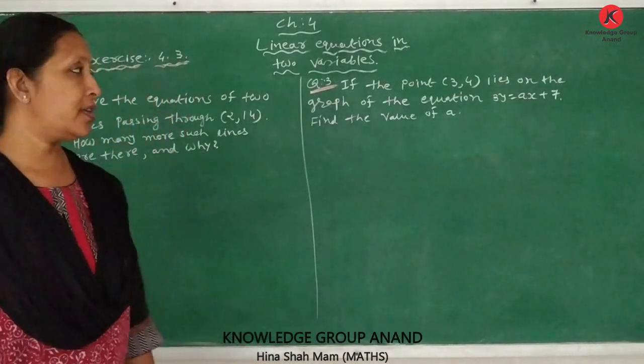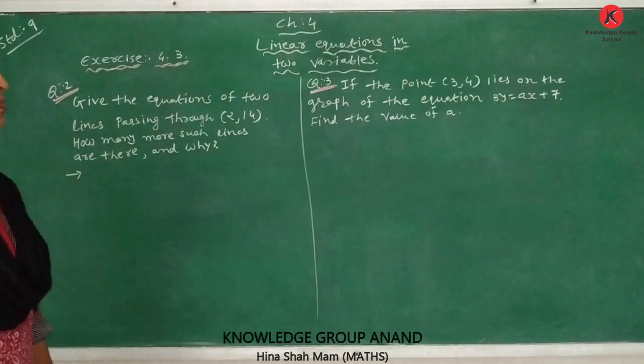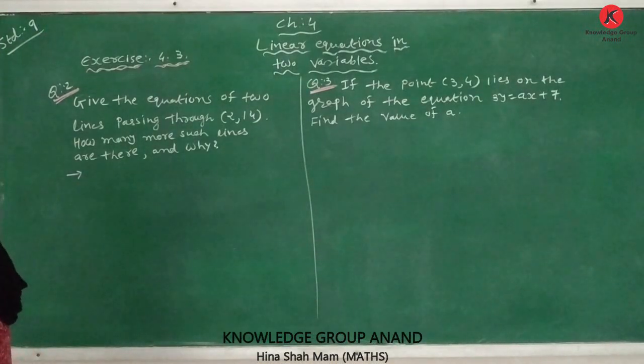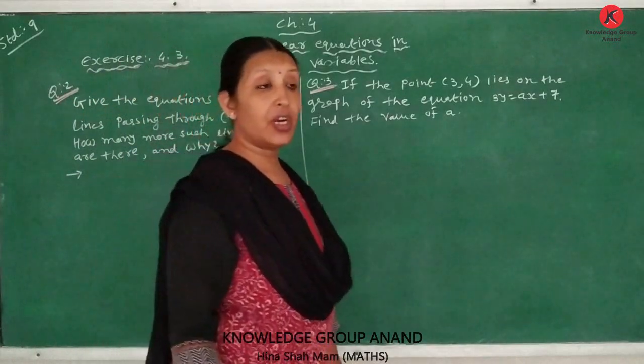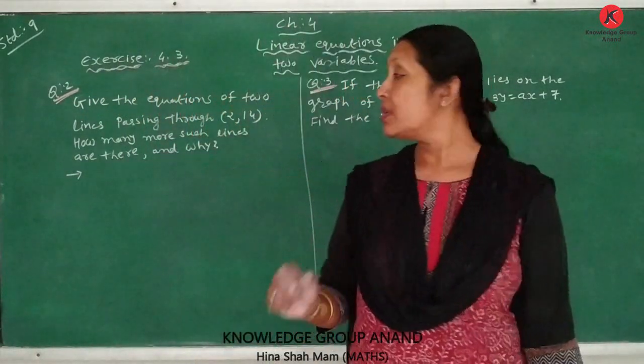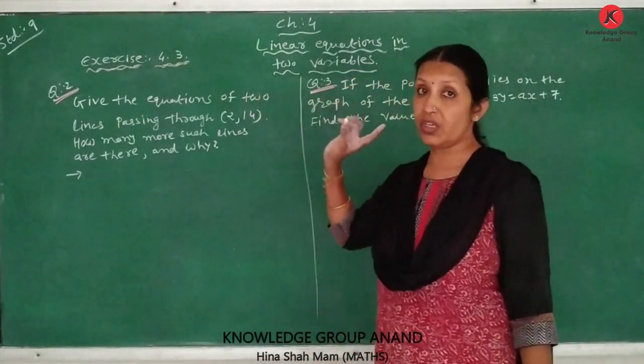Exercise 4.3, question number 2. Give the equation of two lines passing through (2, 14). How many more such lines are there and why? Give an equation which the point satisfies, that is, the point is a solution of the equation.